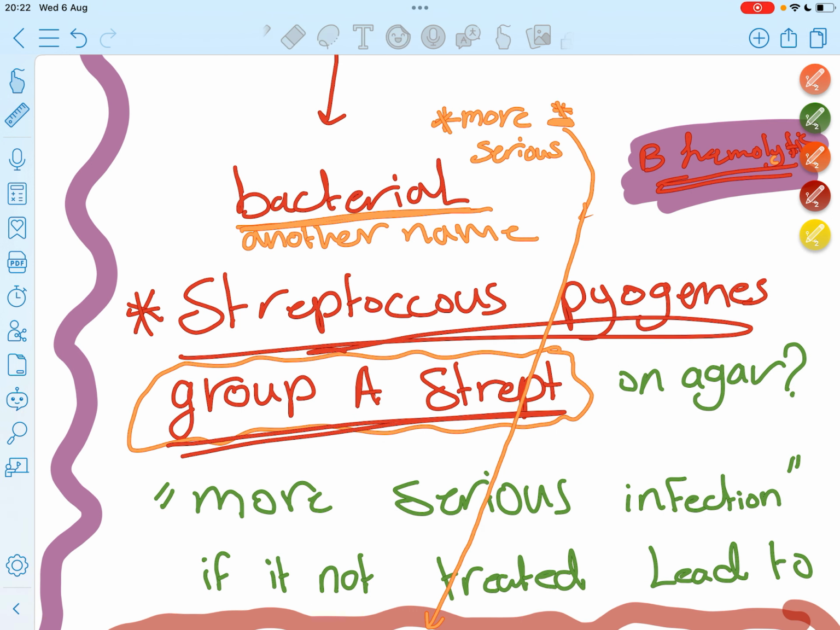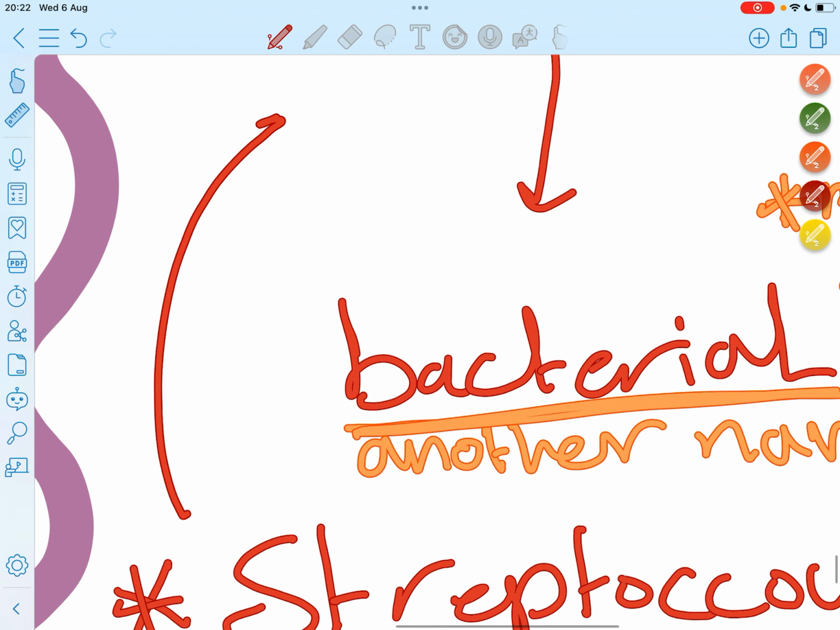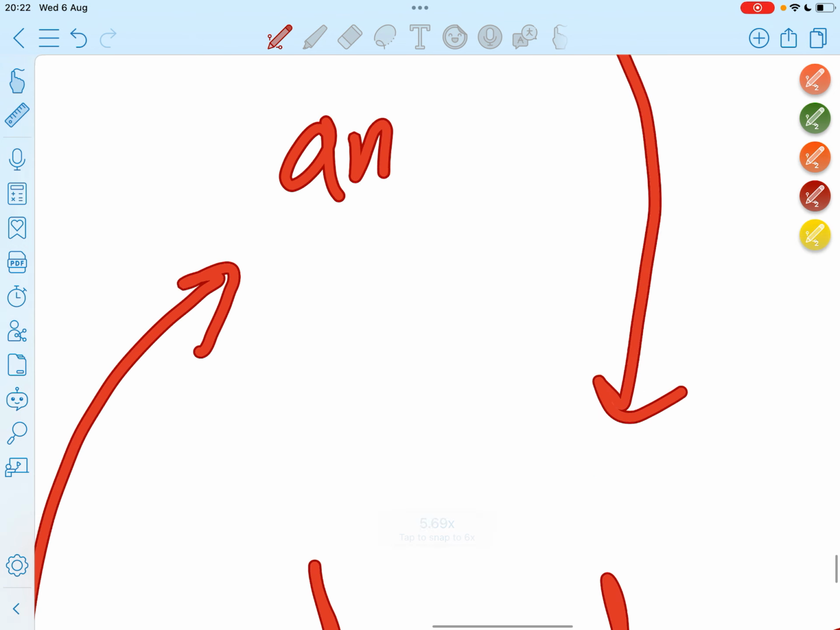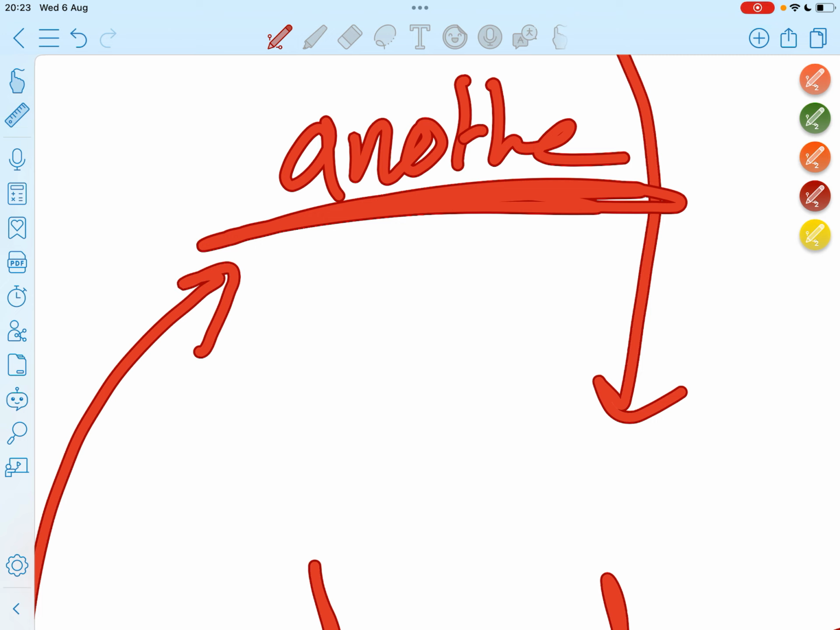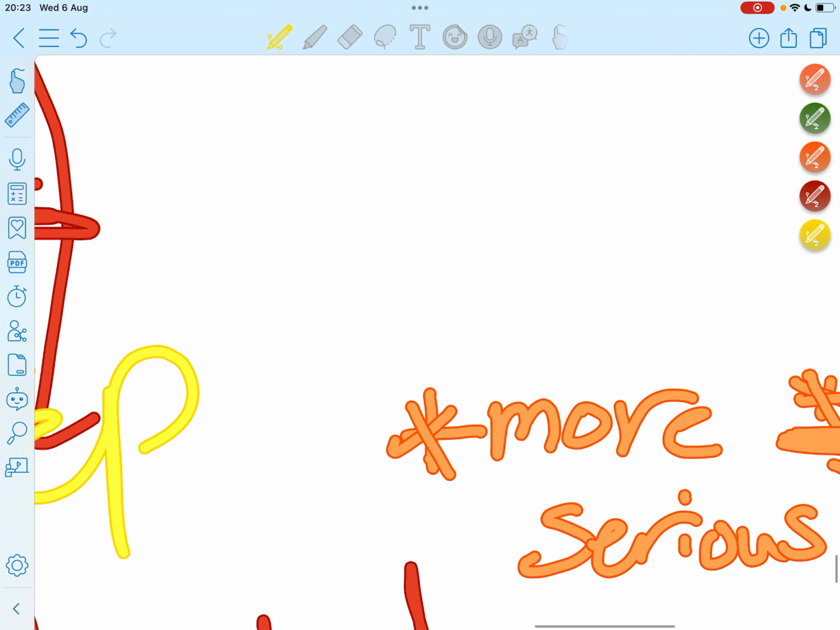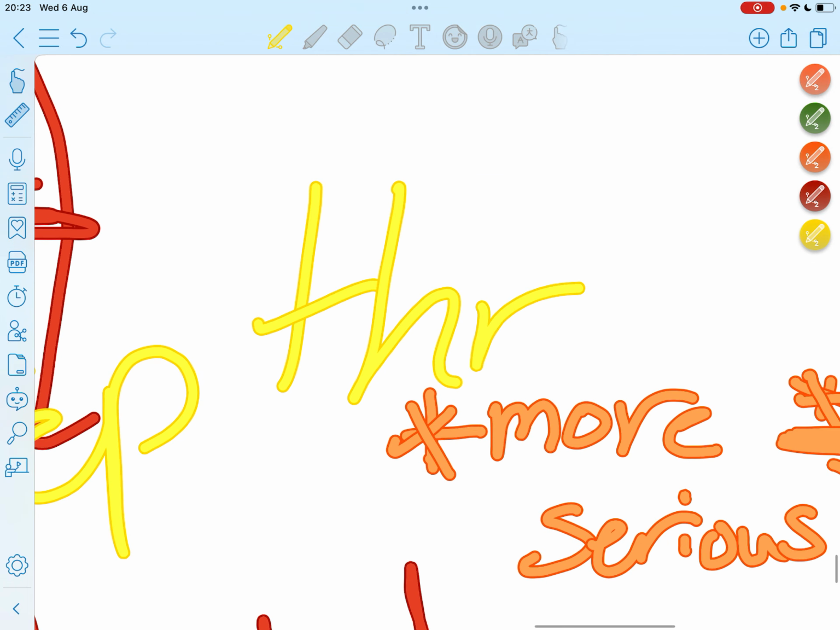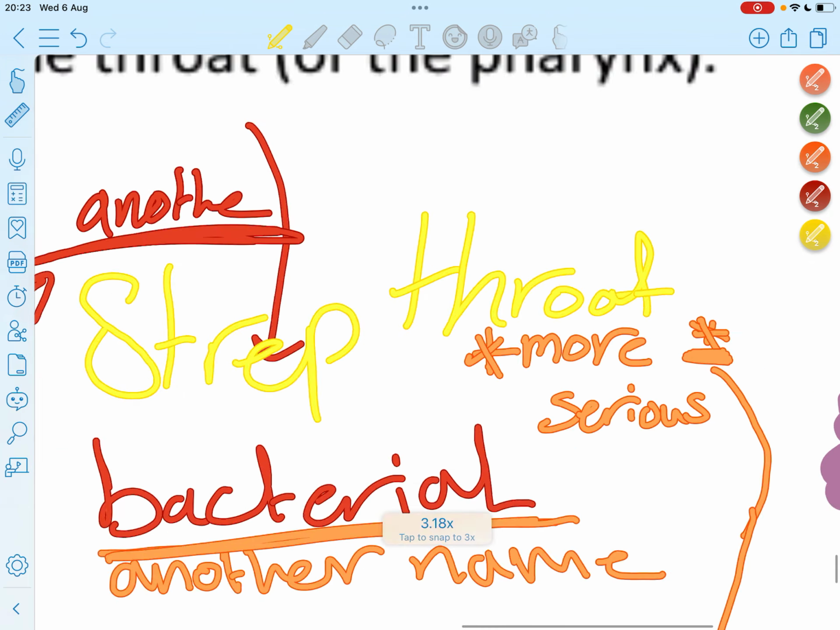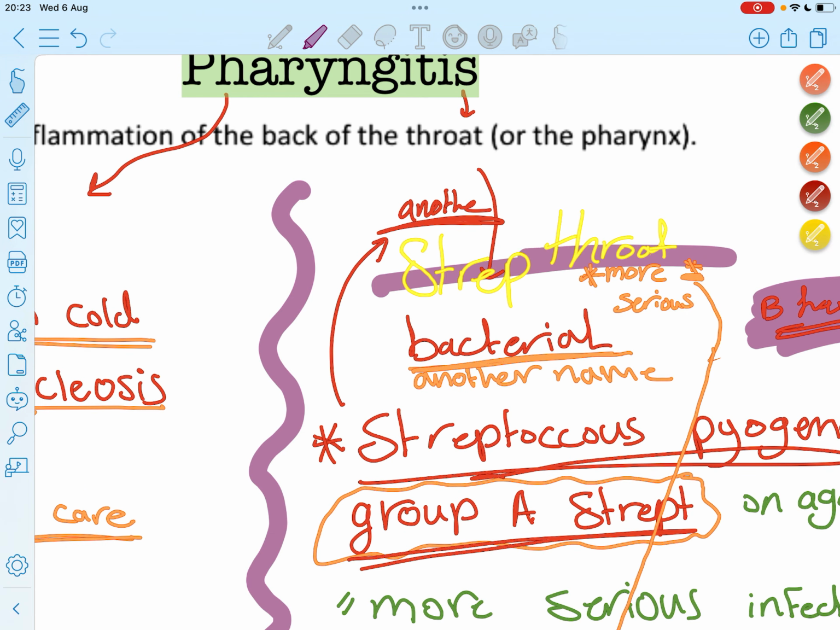Because these bacteria cause symptoms in the throat, we have another name for it. It's named strep throat. So the third name for it is strep throat.